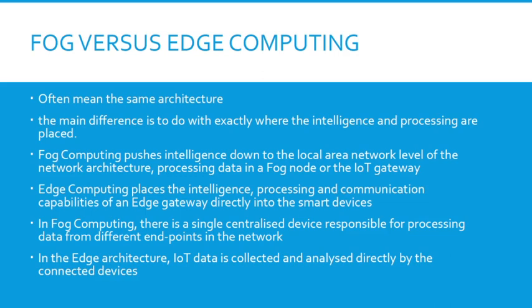Now, fog versus edge computing. Often they mean the same architecture. The main difference is exactly where the intelligence and processing are placed. Fog computing generally pushes the intelligence down to the local area network level of the network architecture, processing data in a fog node or an IoT gateway. Whereas edge computing places the intelligence, processing and communication capabilities of the edge gateway directly into the smart devices. Generally, it is responsible for processing data from different endpoints on the network. So in edge architecture, IoT data is collected and handled directly by the connected devices.